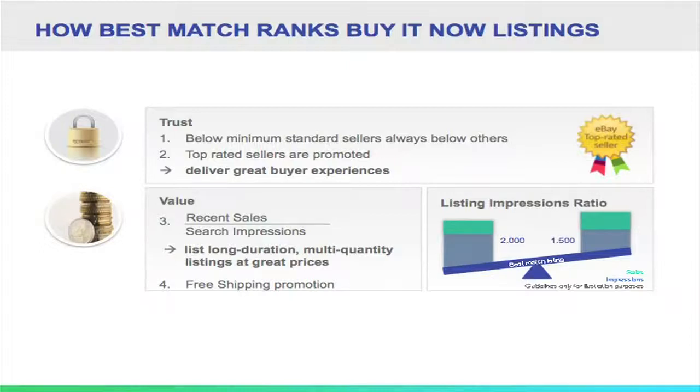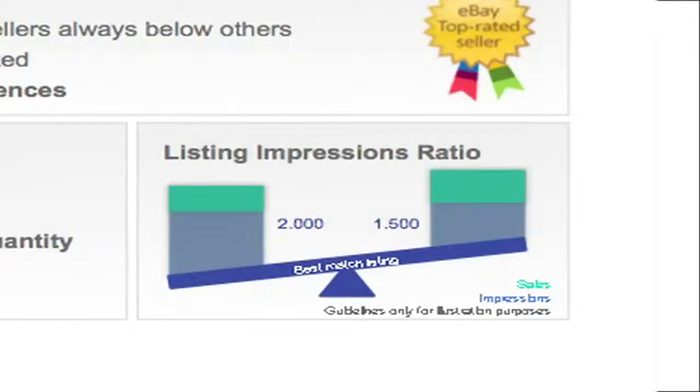We also take into account how many search impressions an item has had. As you can see on the right here, an item which has had 10 sales but 2,000 search impressions ranks lower than an item which has 15 sales in only 1,500 impressions, as that item made those sales more efficiently with fewer impressions. We also give a boost to items offering free shipping.